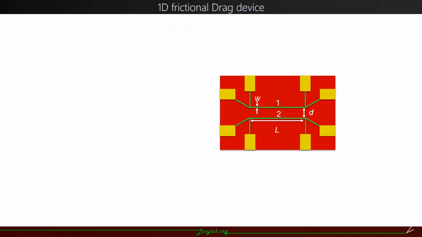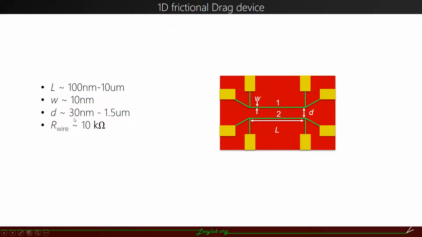The geometry is straightforward. We have 2 parallel nanowires, each contacted using a 4-terminal geometry. The typical dimensions of the device include length ranging from 100 nanometers to 10 micrometers, width approximately 10 nanometers, and separation from 30 nanometers to 1.5 micrometers. According to testing at 50 mK, the wire resistance is much smaller than the interwire resistance. Therefore, we can guarantee there is no leakage between the 2 nanowires.